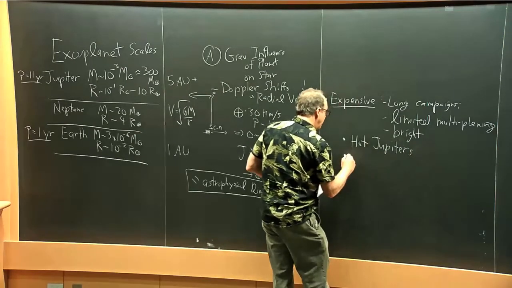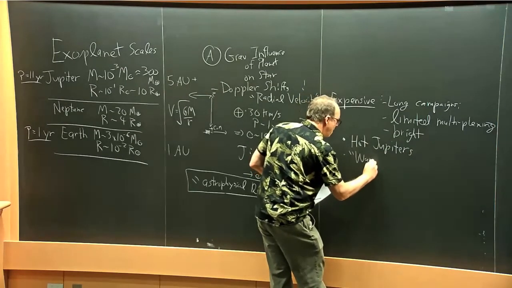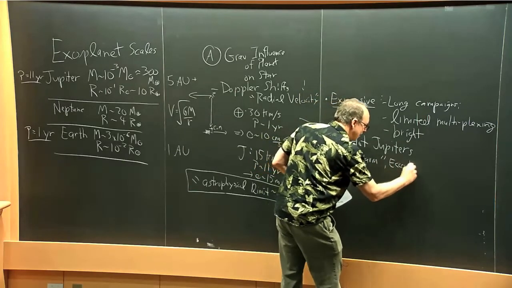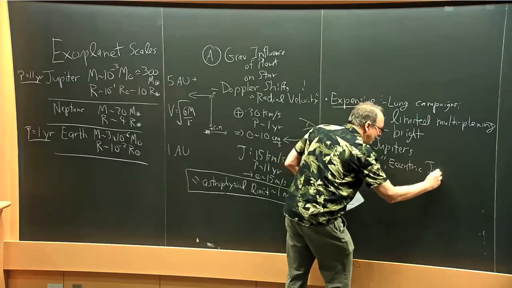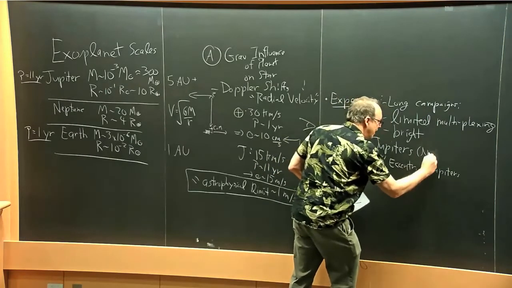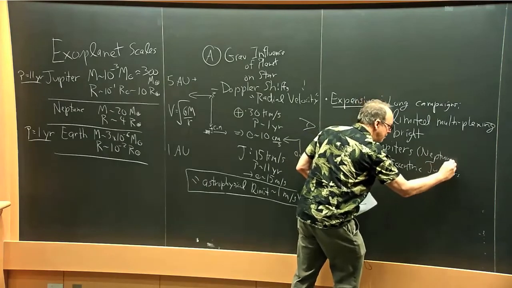And we've also found what I would call warm, eccentric Jupiters using these characteristic radial velocity techniques. And to some extent, this has also been extended in our low-mass stars into the Neptune domain.